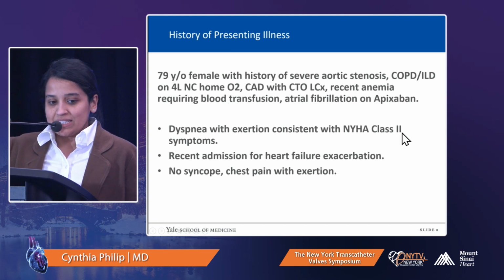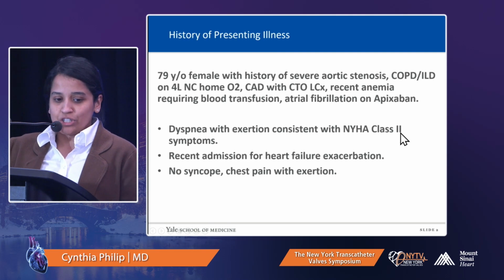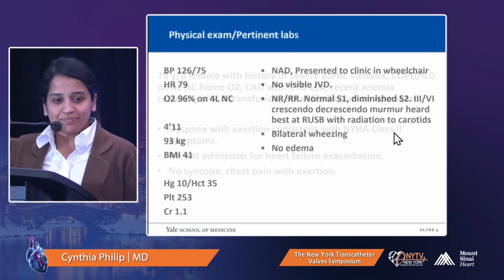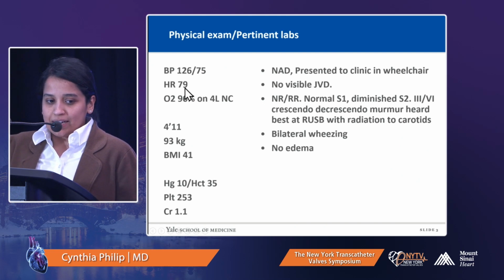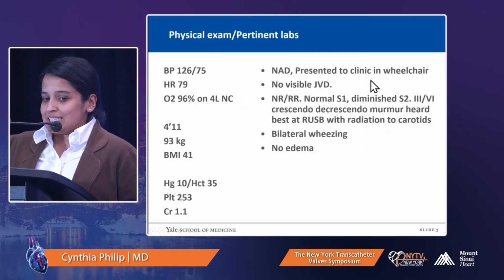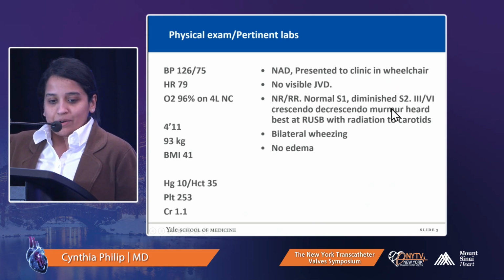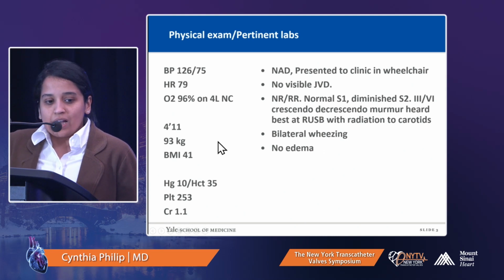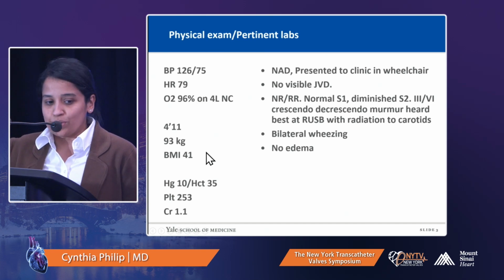So she's been having dyspnea with exertion and NYHA class 2 symptoms and a recent admission for heart failure exacerbation. On physical exam in clinic, her blood pressure and heart rate were okay. Her oxygen was 96% on 4 liters nasal cannula. She presented to the clinic in a wheelchair. She was kind of frail looking. She had an aortic stenosis murmur, and she was euvolemic on exam. She was 4'11", she weighed 93 kilos, and her BMI was 41.